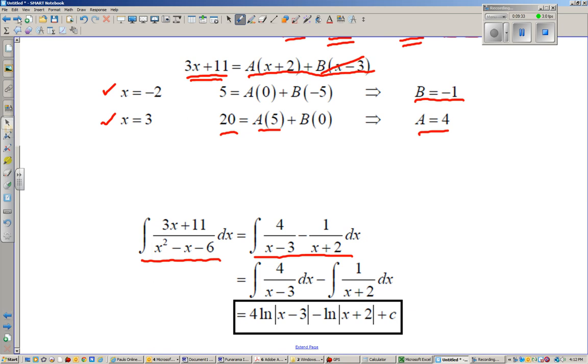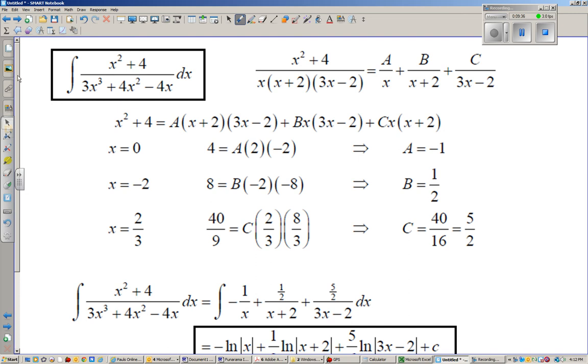So let's try another problem, and this time we'll jump into one that definitely factors, and it has 3 factors. You can factor out an x. You see that the denominator is factorable to an x times x plus 2 times 3x minus 2. Those are the three factors. The three factors are all linear factors, so we write them down below, and the numerator we'll write down as A, B, and C.